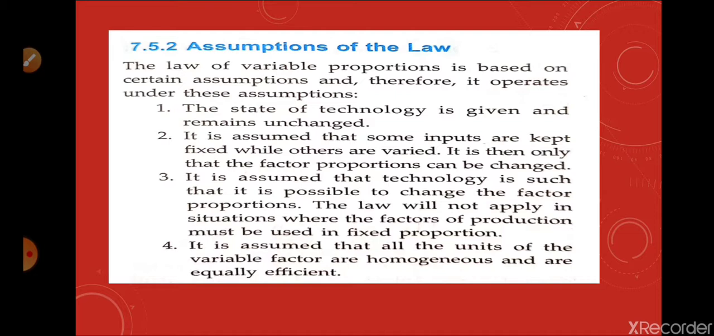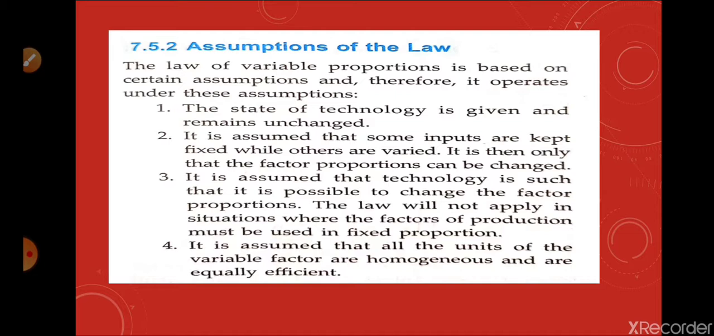So the last one: all the units of the variable factor are homogeneous, meaning all the laborers have the same capacity, same skills, they do not have specified skills, otherwise the law of variable proportion is not applicable.